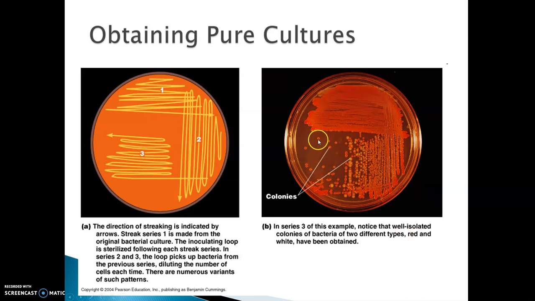So you see there's a colony, there's a colony, there's a colony, and then you see some of these are yellow. So you have a lot of red colonies, and then you have some yellow colonies. Those are probably 2 different types of bacteria. And this is the method that's used to obtain a pure sample of just one species.